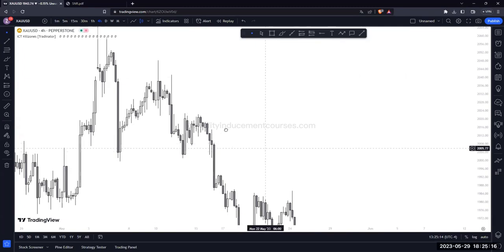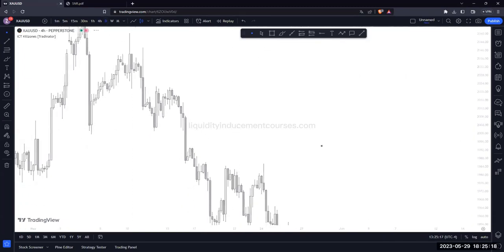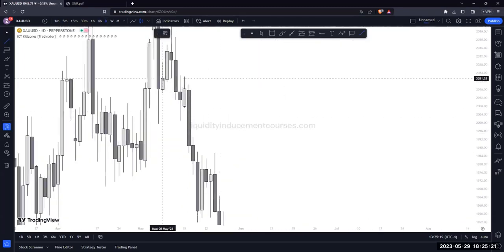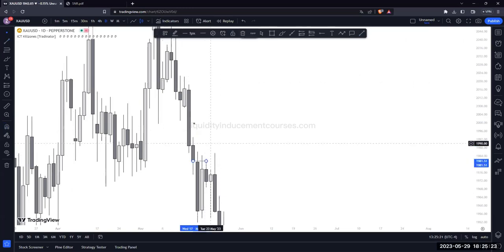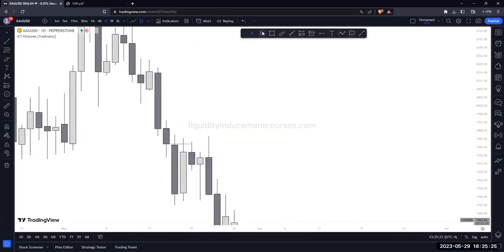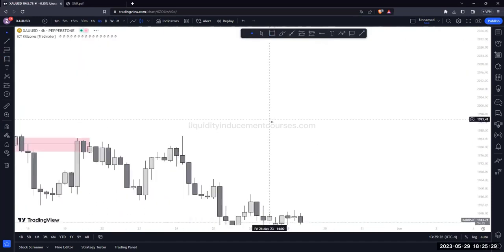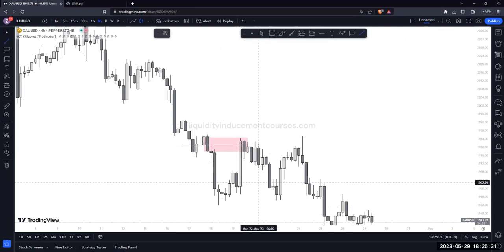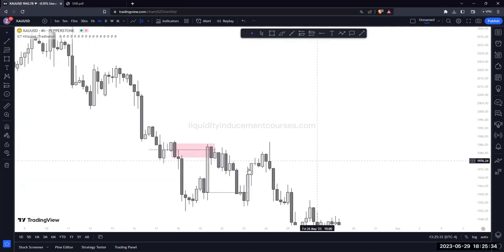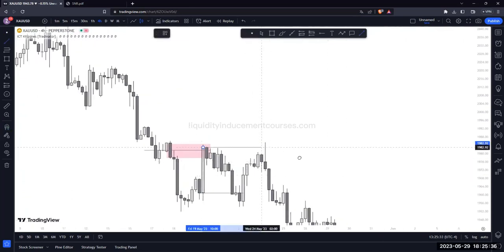Okay, let me give you another example right here. So you have a daily, reject daily. Price touch, breaks the low, and then does what? Come back to the extreme and sells off.